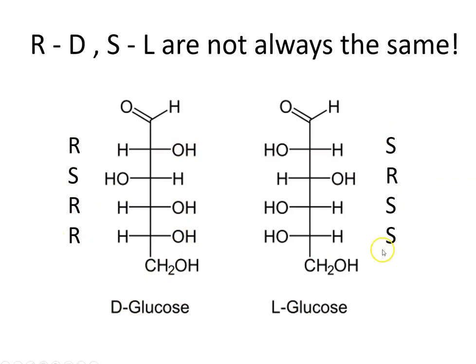Remember, these are naming conventions. SRSS, that's to name something, even if we don't know how that interacts with light. These D and L designations tell us that D-glucose turns the polarized light to the right. L-glucose tells us that it turns the polarized light to the left. So these designators are kind of the same idea, but it's actually the experimental values that determine that.